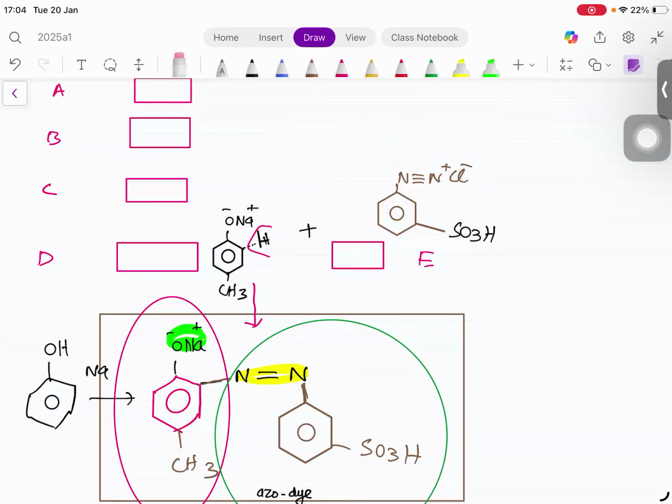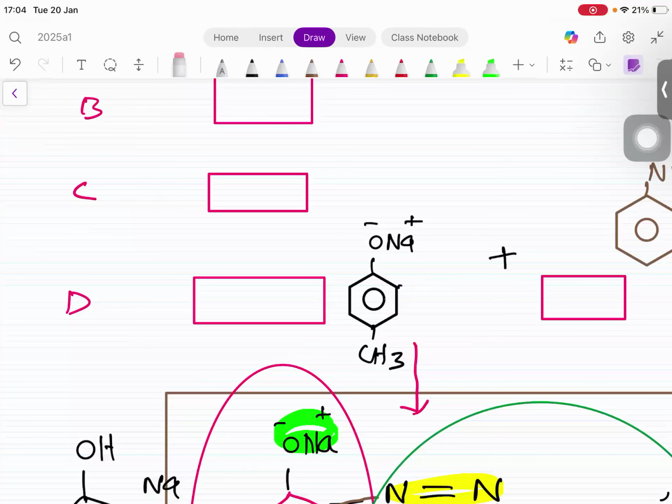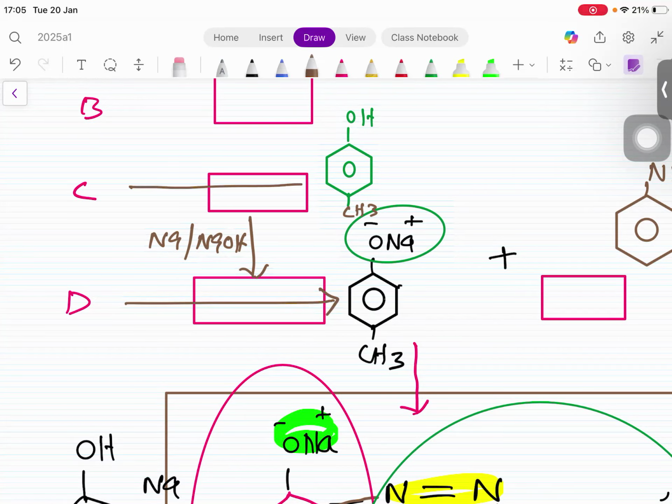Now then he says where this reactant comes from. Then you can see that this part we already agreed that this is actually what? Yes, this is an OH. So C, I know, is phenol. I just reacted it with either Na or NaOH. Here I reacted with Na or NaOH. That's why it becomes D. This is D. Okay? And this is what? E.